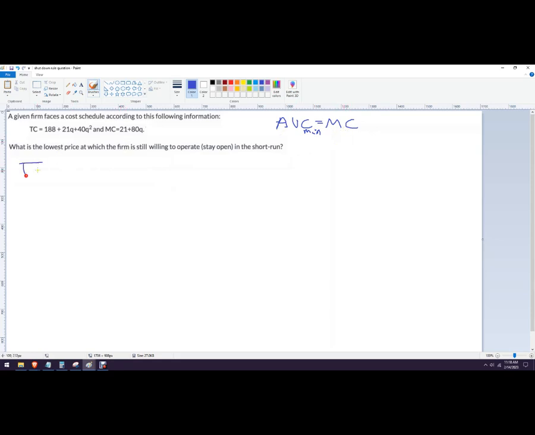So let's take apart the total cost function. We've got 188, I'm just going to rewrite it right here, 21Q plus 40Q squared. In the short run, this part won't change. So that's the fixed cost. So we can actually drop that part off. And then this part over here, that's the variable cost. So the average variable cost will be just to calculate this part of the function and divide it by Q. And that gives us our average variable cost.